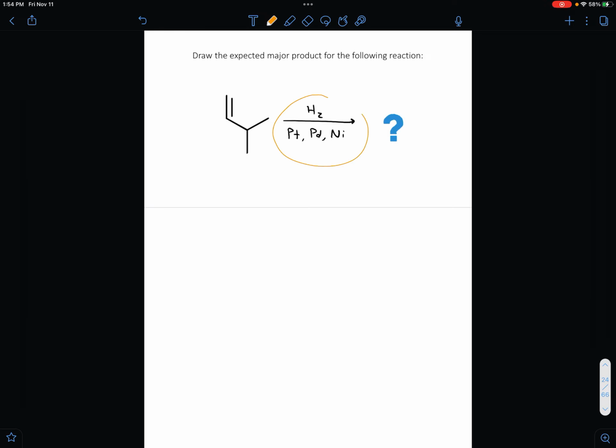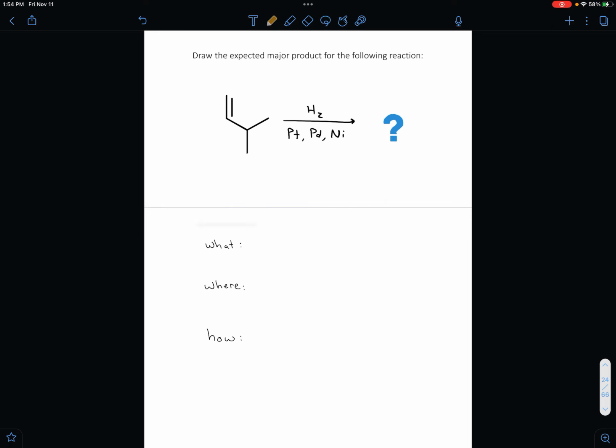What are you adding? You'd look at the other elements in the recipe here, and you would recognize hydrogen gas and either platinum, palladium, or nickel. You don't need all three, like are listed here. You really only need one of those. And if you have hydrogen, H2 gas, and one of those catalyst metals, then you would recognize this reaction as hydrogenation. So you're going to be adding hydrogen across the double bond.